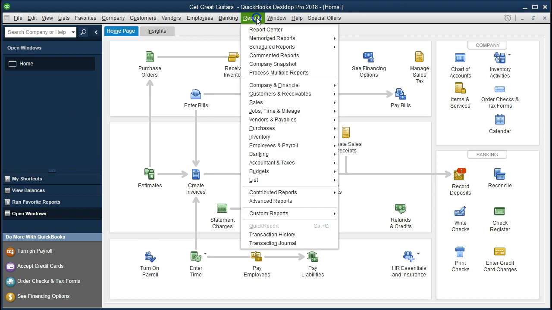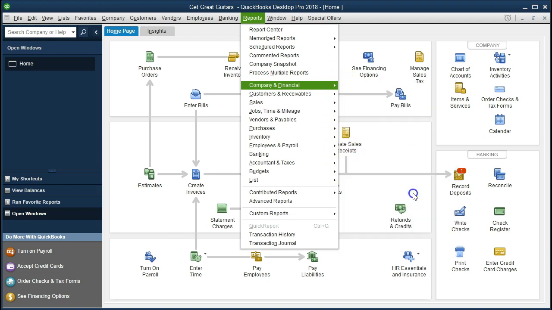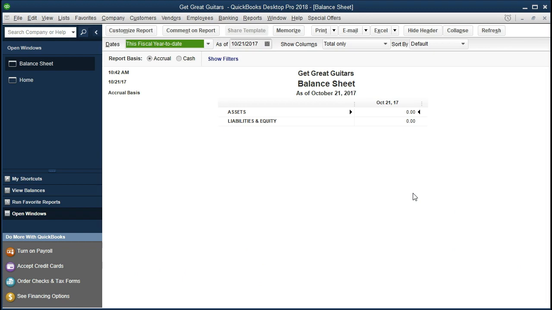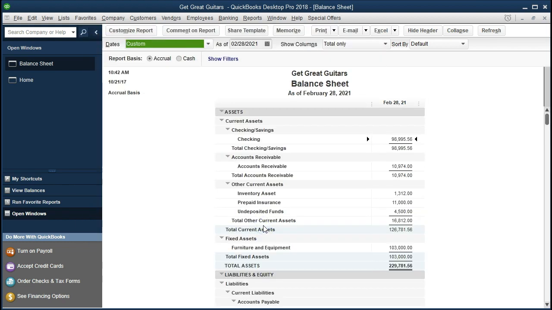So we're going to go to the reports up top. We're going to go to company and financial, scroll down first to the balance sheet, and then select the date range, go into the customize reports, and select 01/01/21 to 02/28/21, January 1st, 2021 to February 28th, 2021. There is our balance sheet.